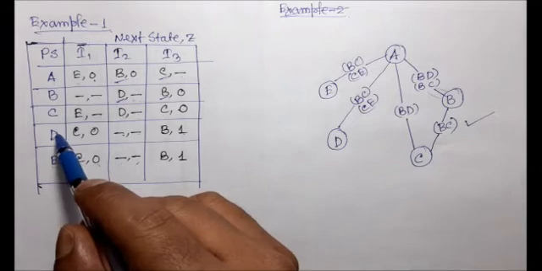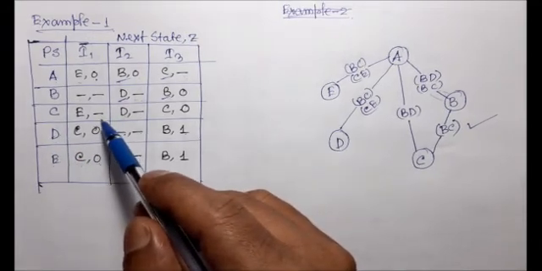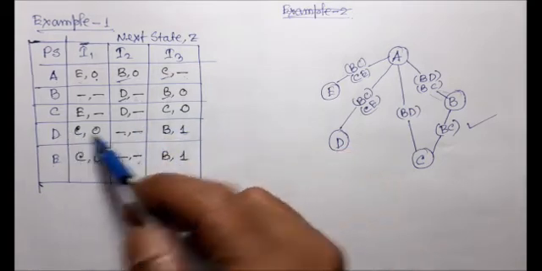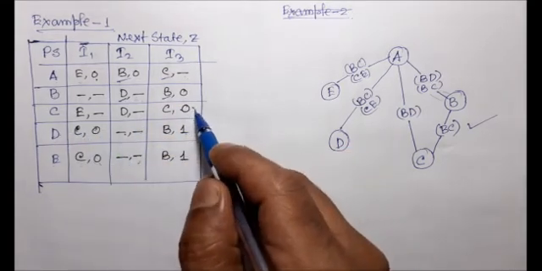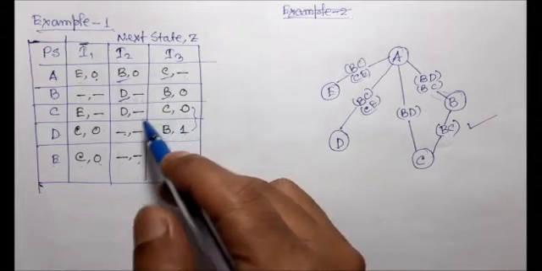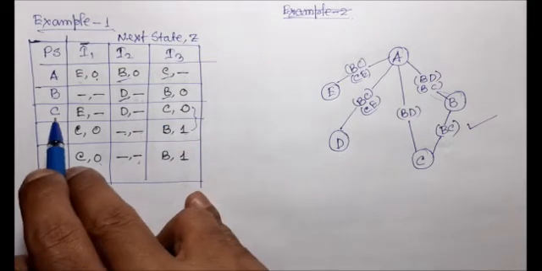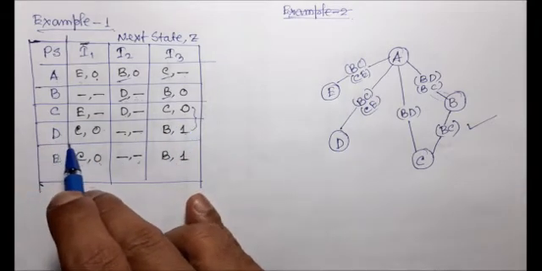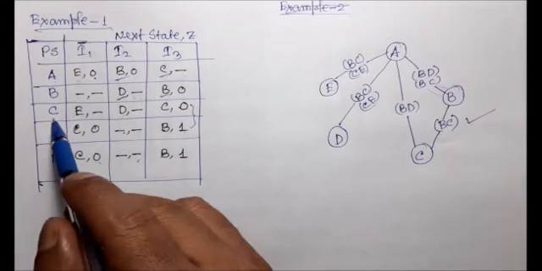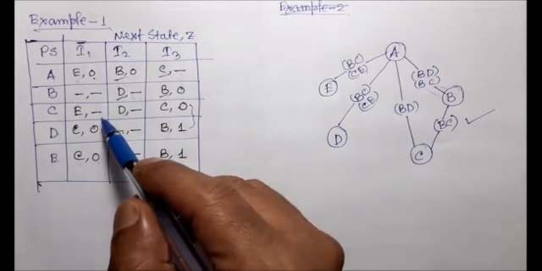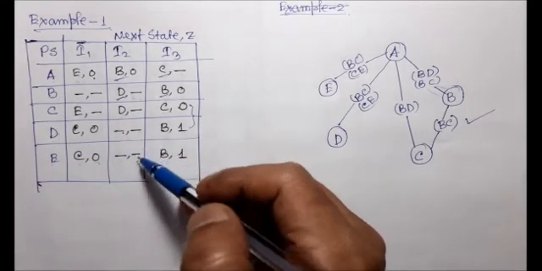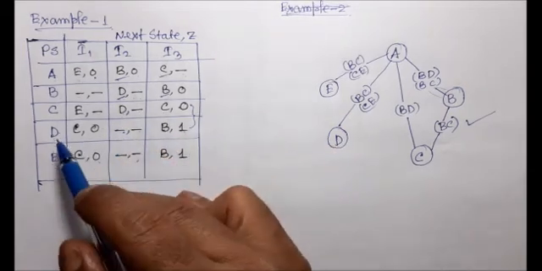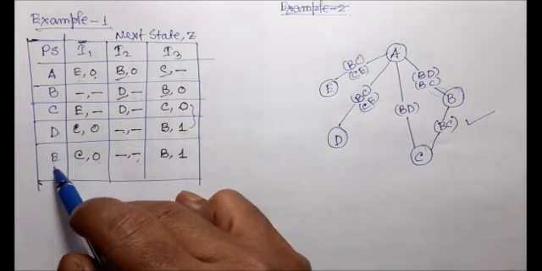Now check C and D. Here don't care, 0, 1. So the output is in conflict between C and D, so there is no arc between C and D according to our definition. Okay, now compare C and E. Here the output is don't care, here 0, don't care, 0, 1. Here also the output is in conflict, so there is no arc between C and E also.